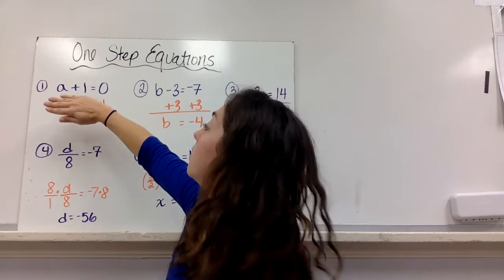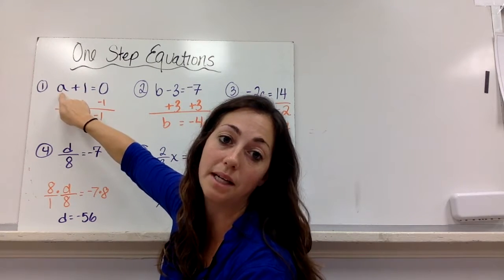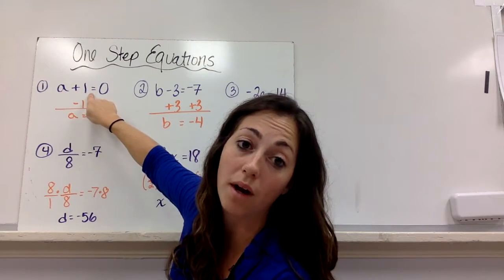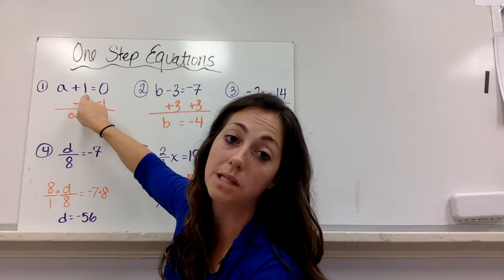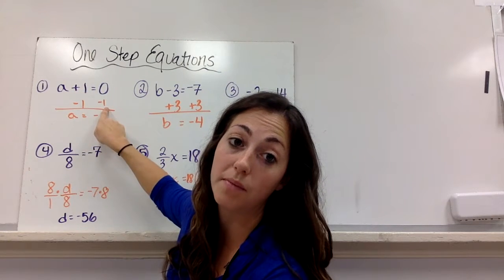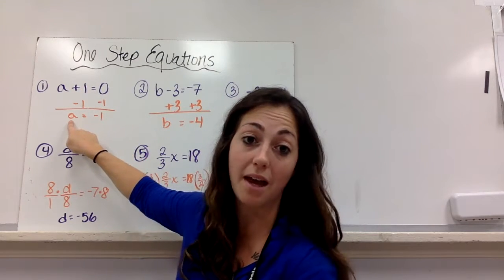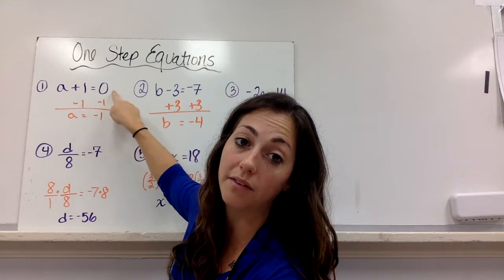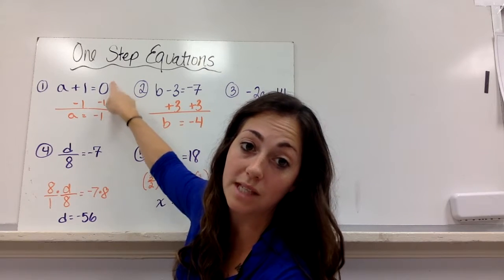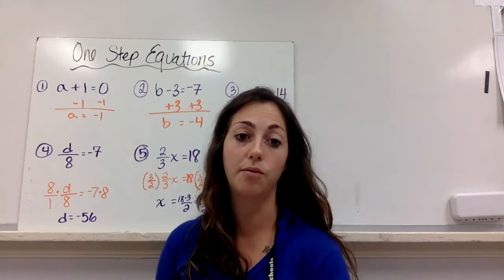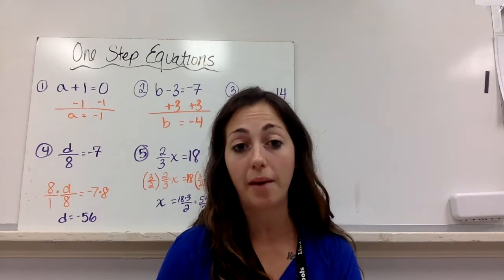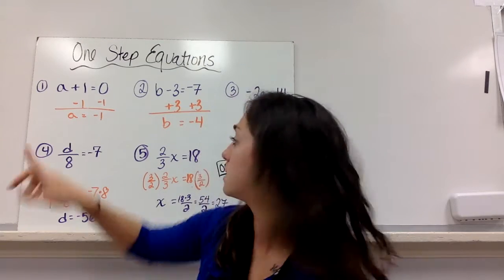So you want to look, where's my variable? Here it is. What's happening to the a? It's being added by 1. How do I undo a plus 1? Well, I subtract it. So then I have a plus 1 minus 1. That's left me with a. Then on the other side, I've got to also subtract 1, and I have 0 minus 1, which is negative 1. So that means the value of a has to be negative 1, nothing else.